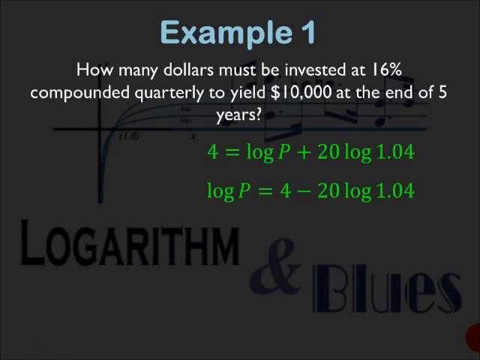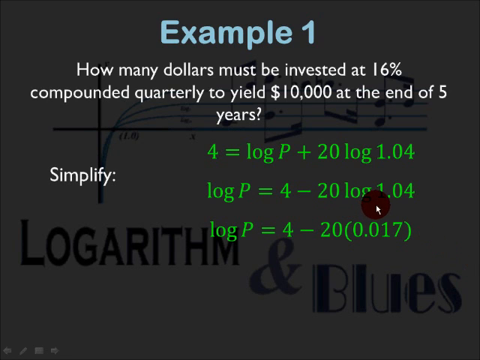We need to rearrange the equation, so we have log P on one side. So I subtracted 20 log 1.04 from both sides and switched the sides of the equation. So the log P is on the left. And you simplify. Log 1.04, you put in your calculator, you get 0.017. And so you end up with the log of P is 3.659.